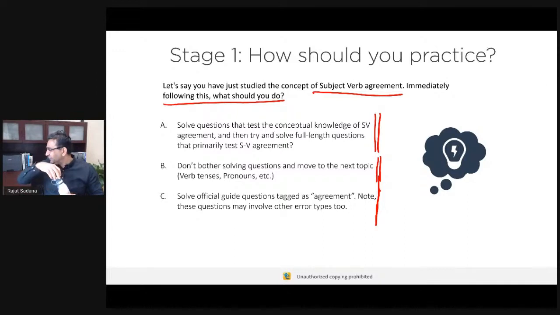Let's get a few more responses. Yes, it's option A, right? It's very natural, that's what you do. Now tell me, how many of you do it that way?